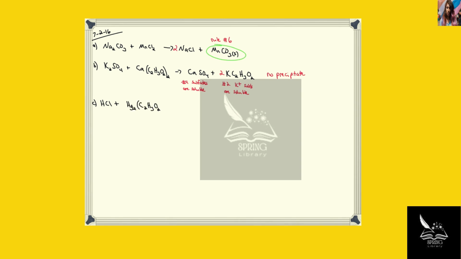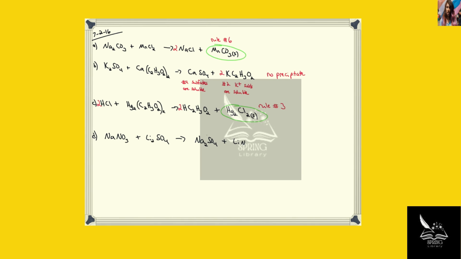For the next one, we have hydrochloric acid reacting with mercury(I) acetate, producing acetic acid and mercury(I) chloride. According to rule number 3, mercury(I) chloride is an exception to all chlorides being soluble, so this is our precipitate.